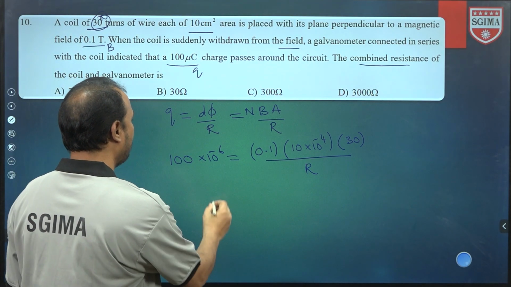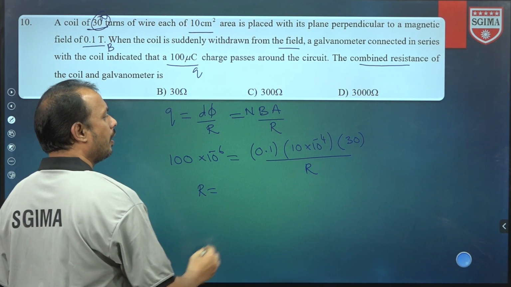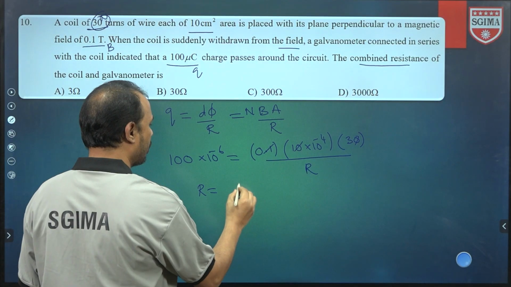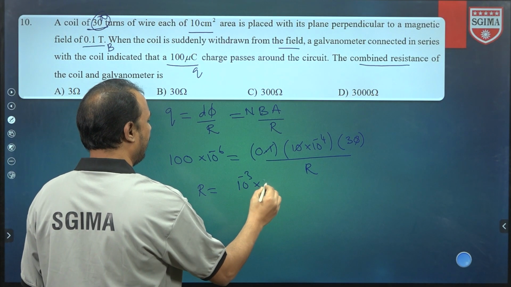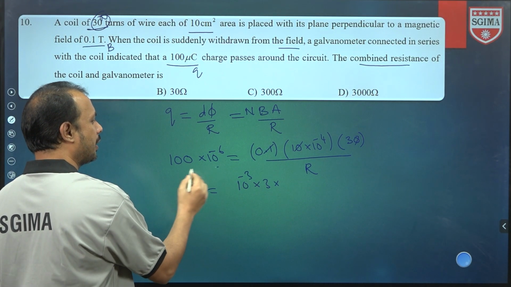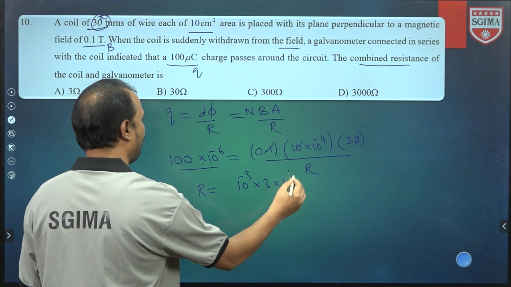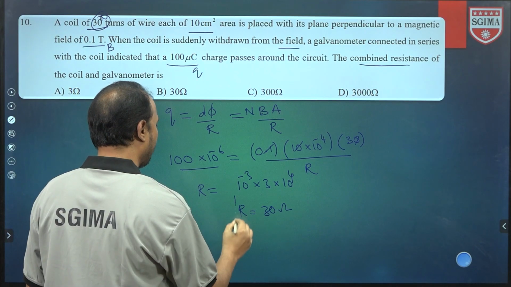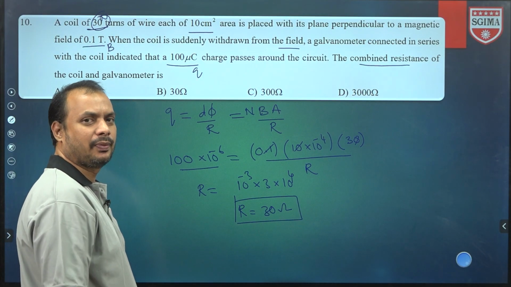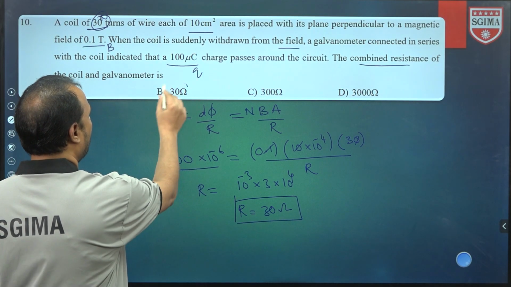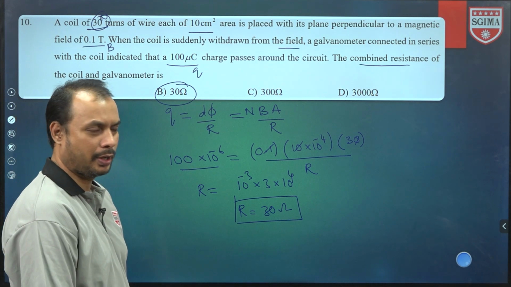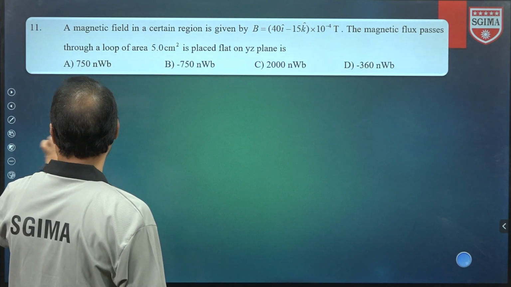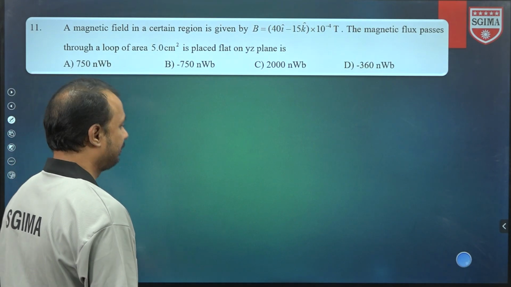So simplify for the resistance: 0.1, one cancellation, and here also one cancellation, 10 power minus 3 into 3. Here is minus 4, carrying over gives plus 4. Then after simplification, the resistance we will get is 30 ohms. So 30 ohms is the second option. Okay. Now coming to the next question, question number 11.